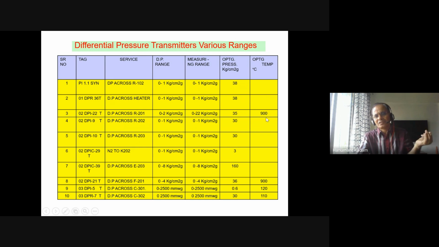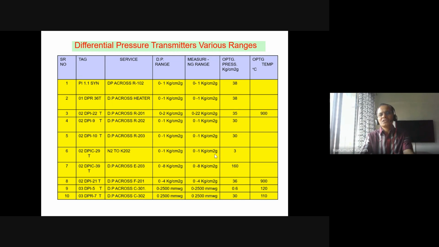This is the temperature at the reformer side. Why I am showing this slide: when you have to specify the transmitter, you have to specify the differential pressure range, for what service it is used, then the measuring range, then the operating pressure of the line, and the operating temperature also. These are very important parameters when a transmitter has to be specified or installed for a particular process, and that will give the best result.